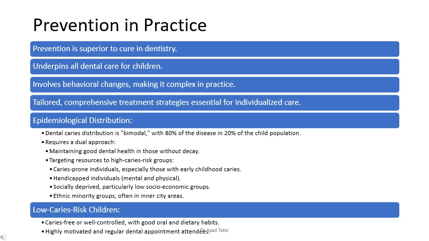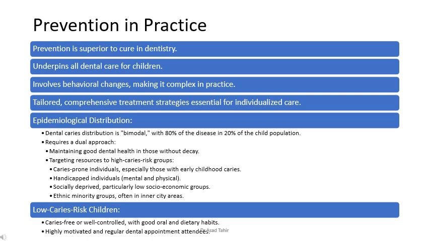Epidemiological distribution of dental caries. Understanding the epidemiological distribution of dental caries is key to our preventive effort. Dental caries distribution follows a bimodal pattern, with a significant portion of the disease concentrated in a minority of the child population. This necessitates a dual approach.